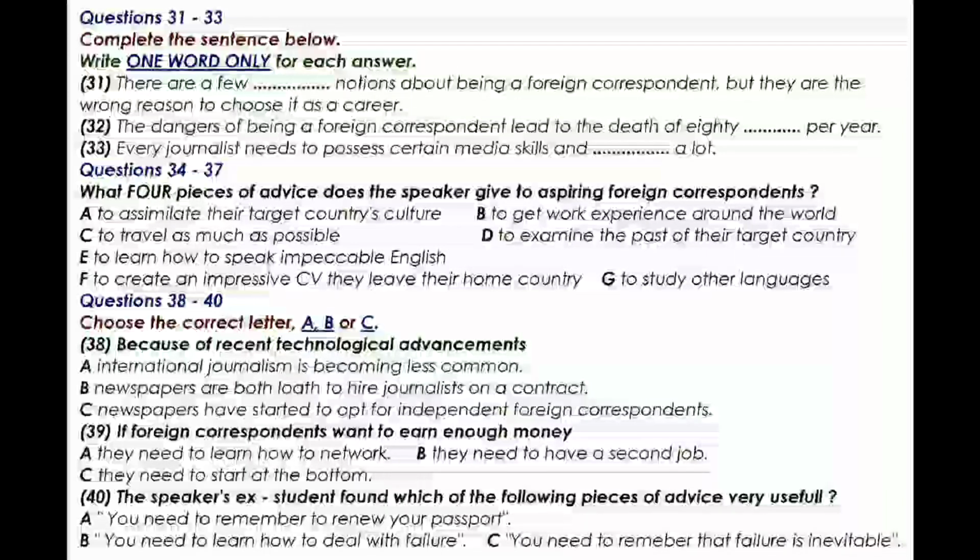Let me just tell you this. 80 journalists are killed each year in the line of duty. Many more find themselves in prison or are attacked. You need to think hard. Is this the sort of career I want? Is this the kind of reporting I'm interested in? And only after you've carefully considered all the pros and cons should you decide.